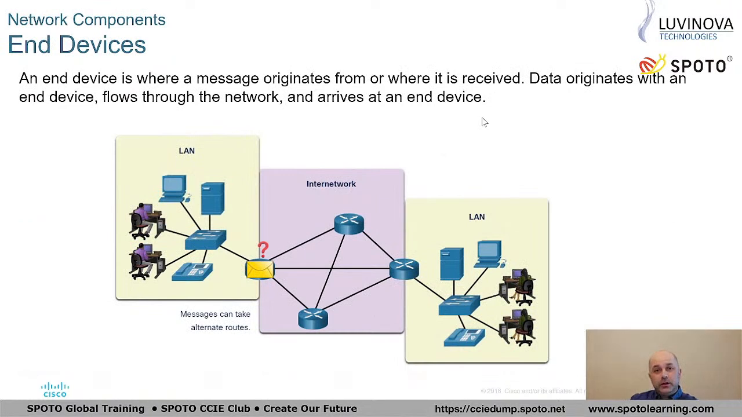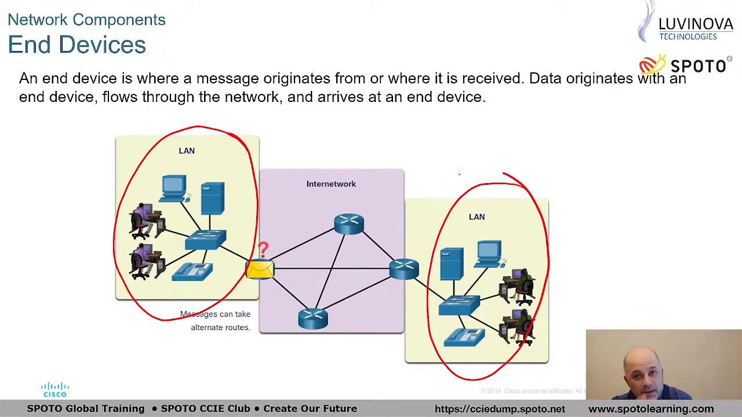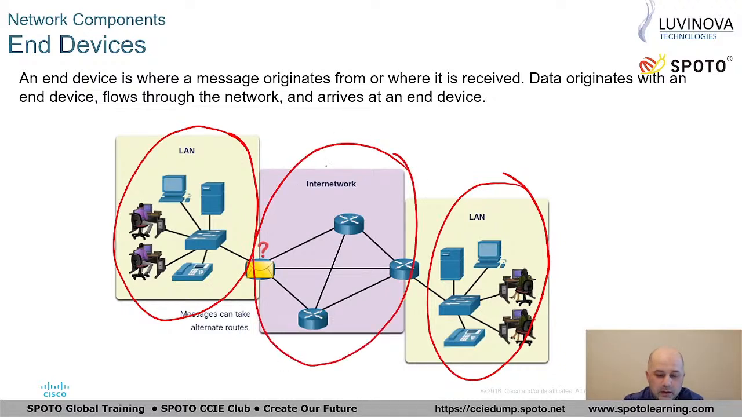End device. We talk again that an end device is a computer, behind which is the user. As you can see here, we have end devices in this network and end devices in that network. An end device is again the computer behind which is the user. As you can see here, we have a LAN, we have another LAN, and between the LANs we have the internet. This intranet allows all end devices to communicate with each other. If one end device sends a message to another end device, it will go through the internet.